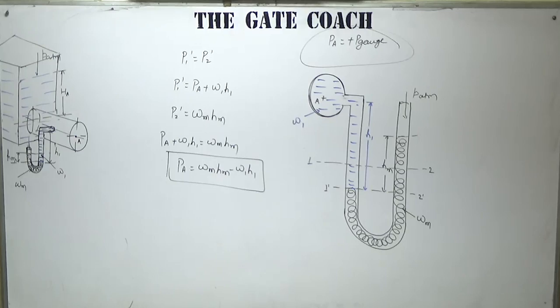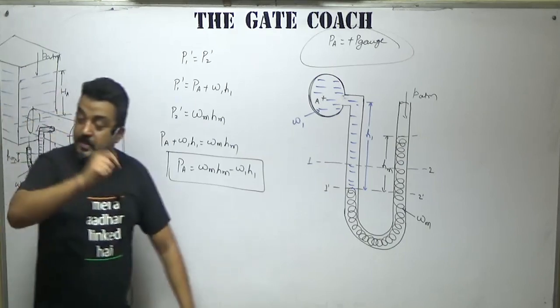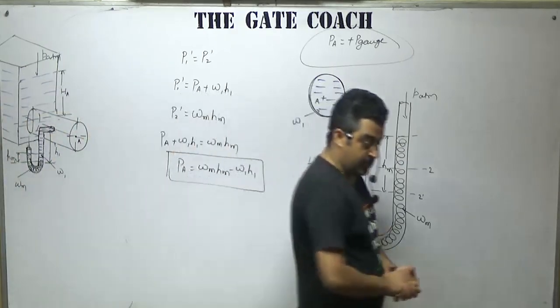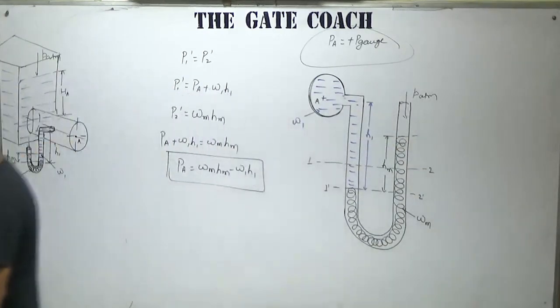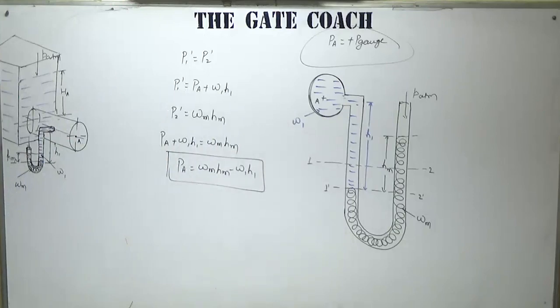Initially there is some value of pressure, then that pressure is reduced to 10 kilopascal. So first of all, find out the value of the pressure in the pipeline. It's 12.6 kilopascal.